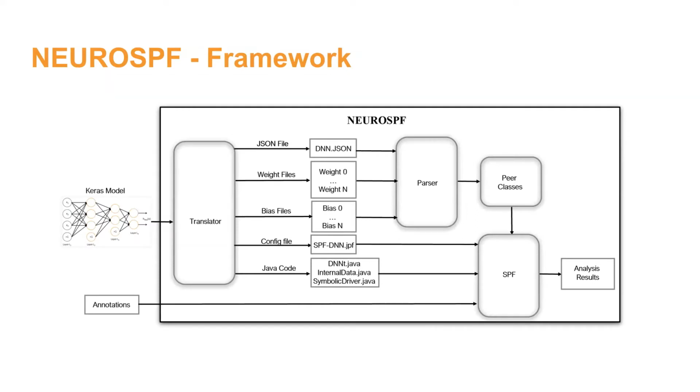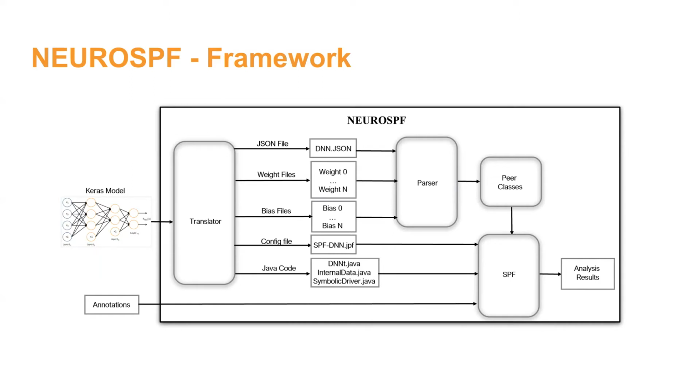The figure shows the overall framework for NeuroSPF. The user inputs the class model into NeuroSPF. The translated component will generate 5 sets of files. The JSON file has critical information about the neural network, such as the dimension of the weights and biases files, number of layers, and type of layers in the neural network.